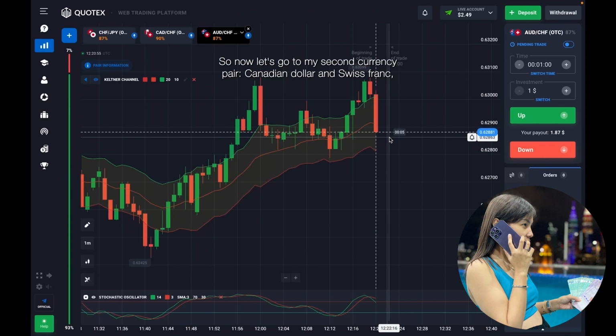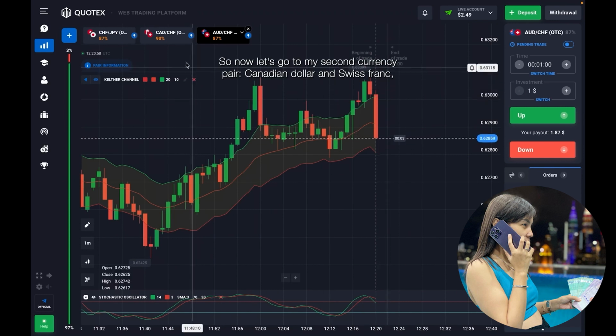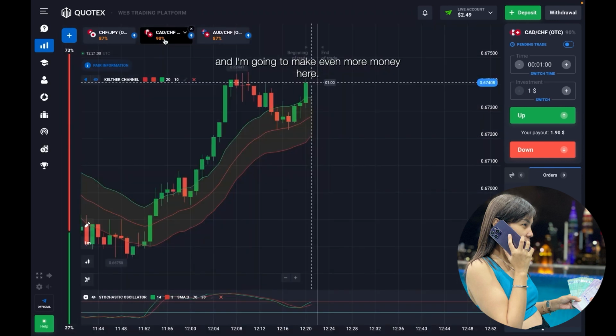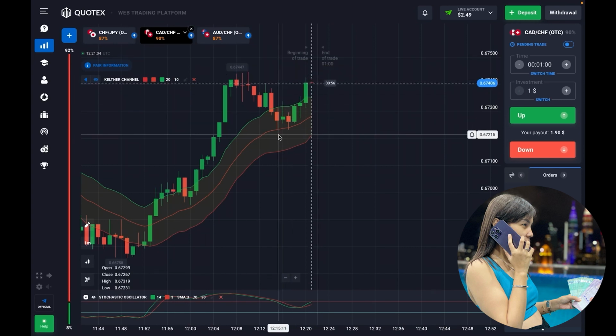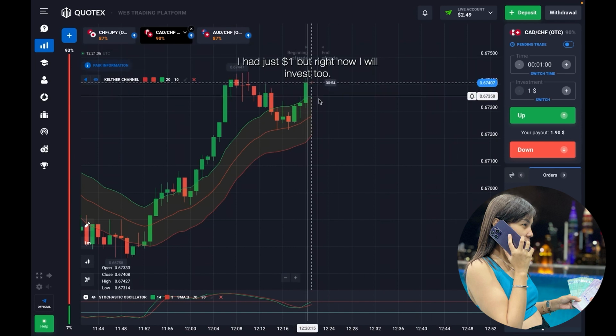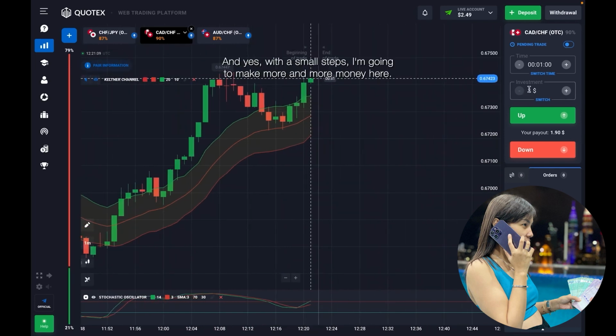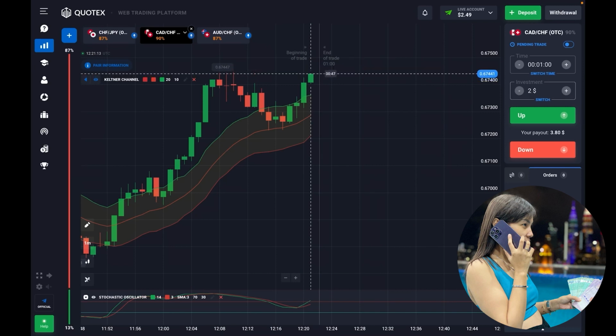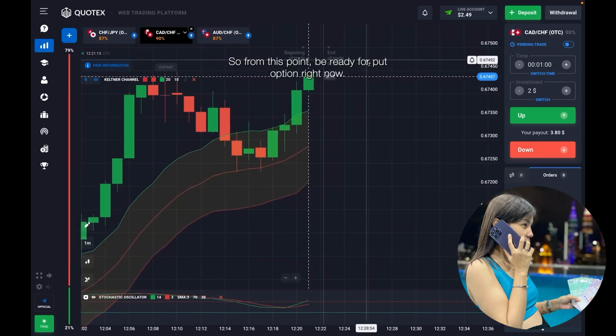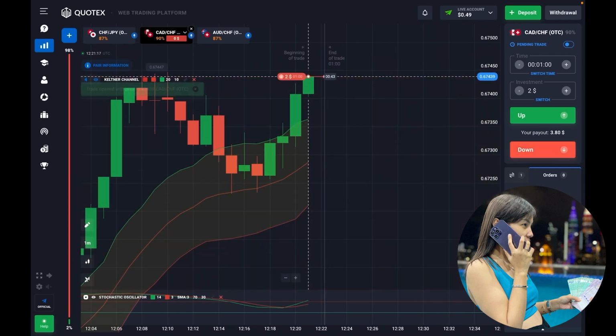So now let's go to my second currency pair, Canadian dollar and New Zealand franc. I'm going to make even more money here, even with such a small initial account. I had just $1, but right now I will invest 2. And yes, with small steps, I'm going to make more here. So from this point, be ready for a put option right now.